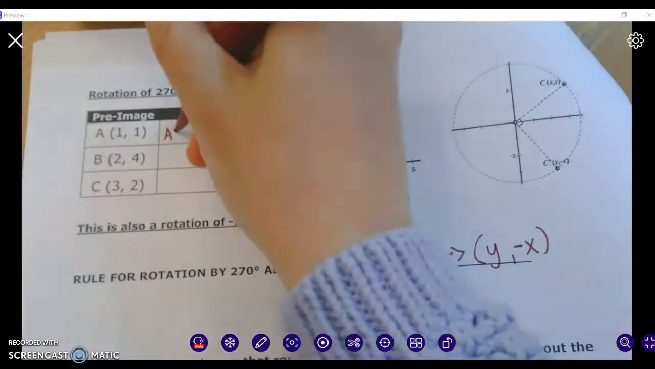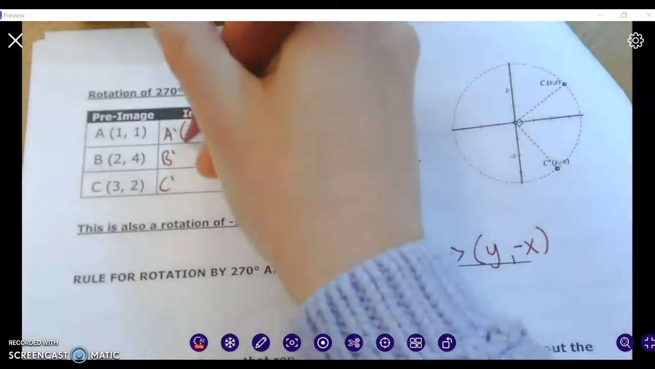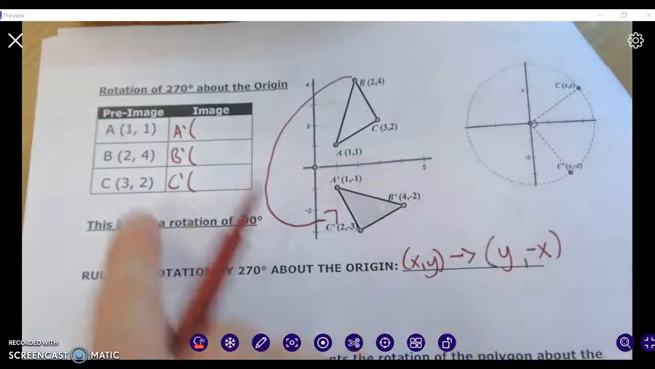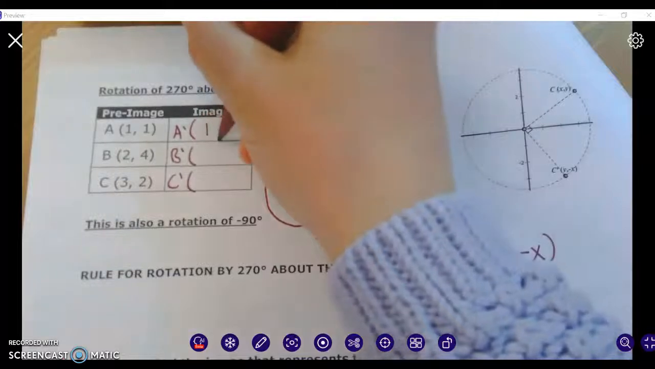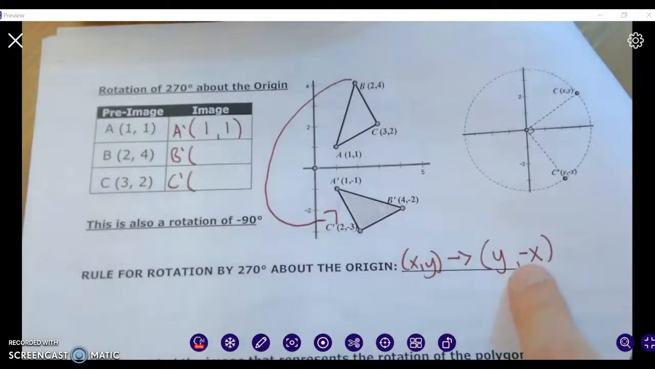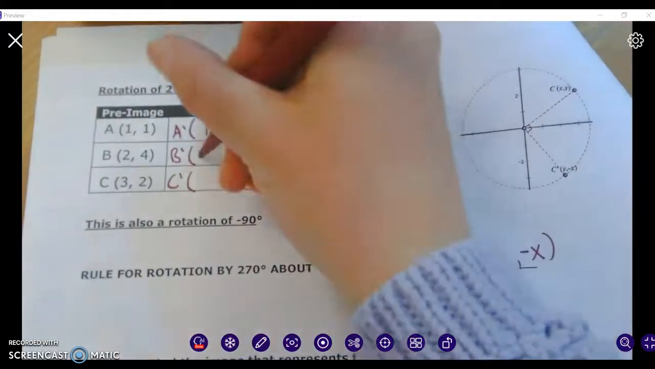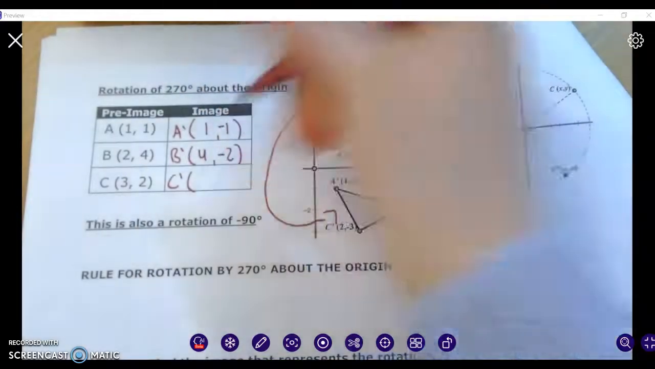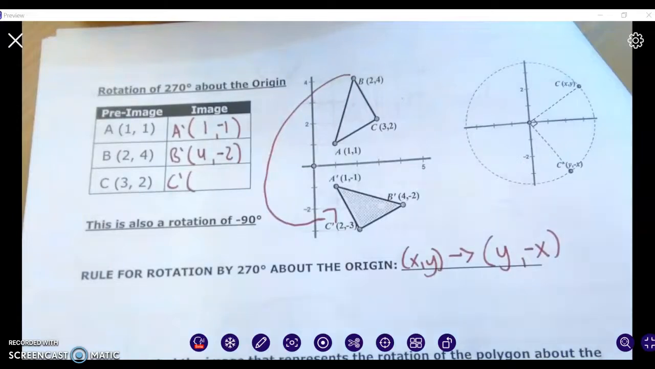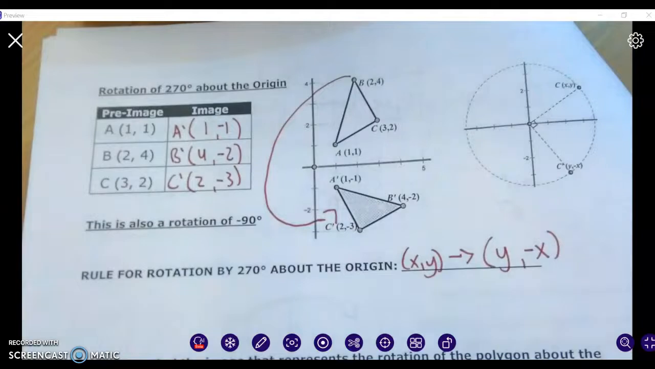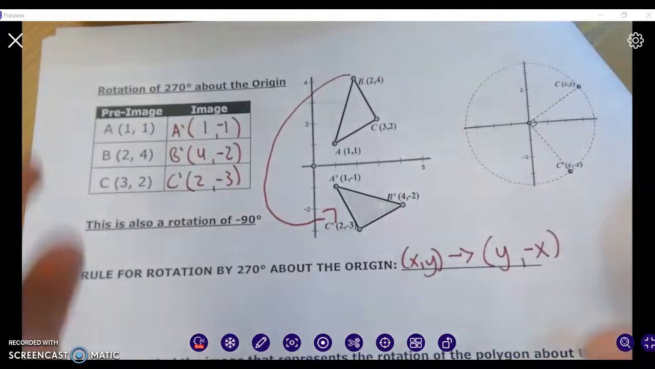Okay, so we're going to have A prime, B prime, and C prime. We're going to flip-flop the spots of the numbers. So we have 1, 1, which would become 1 and 1, and then we add a negative to the x spot. Okay, B, we're going to flip 4 and 2 and put a negative in front of the 2. And then we flip 2 and 3, and we put a negative in front of the 3. Okay? That is how you find the new coordinates for a 270-degree rotation.